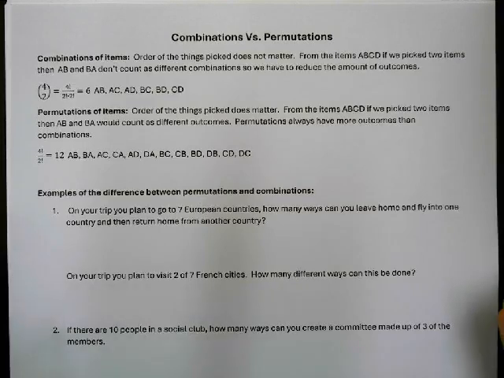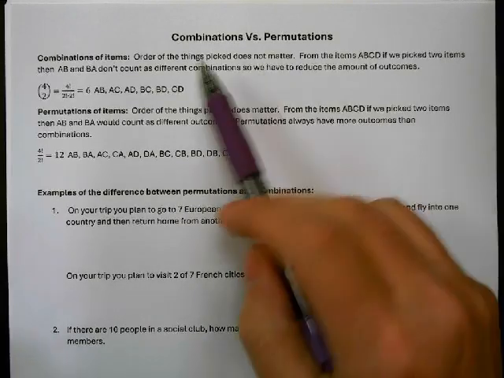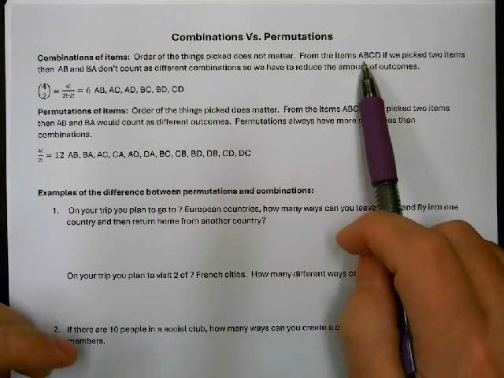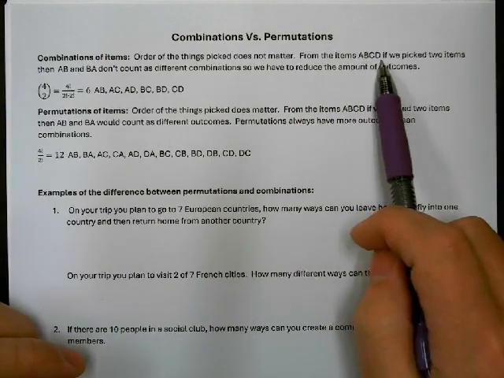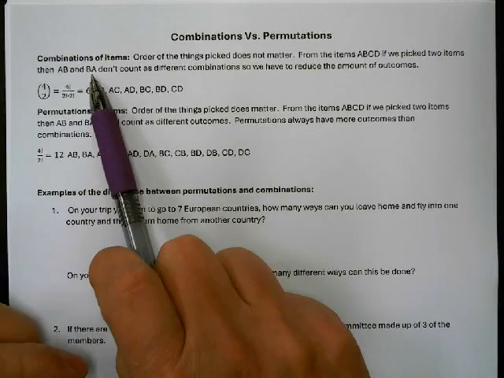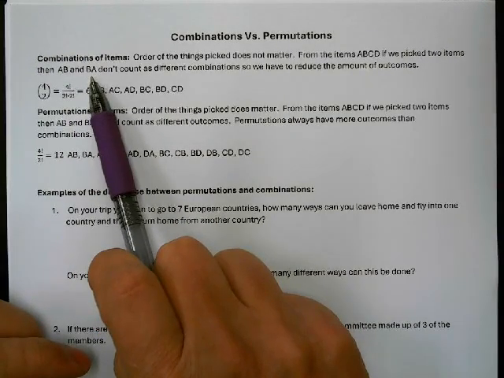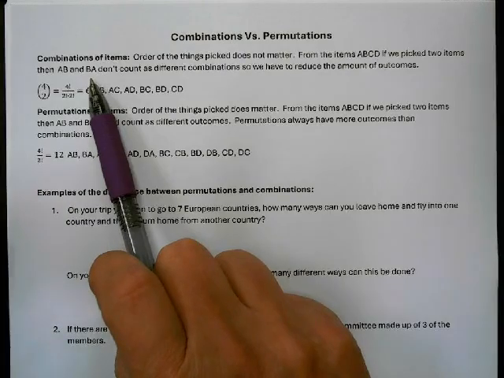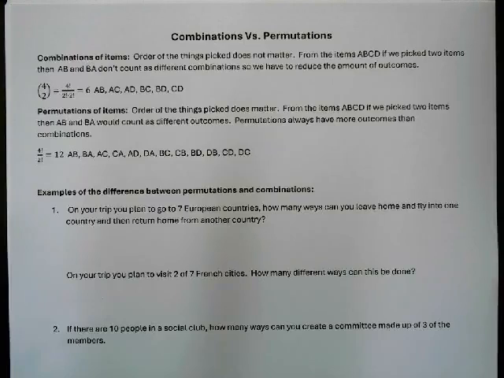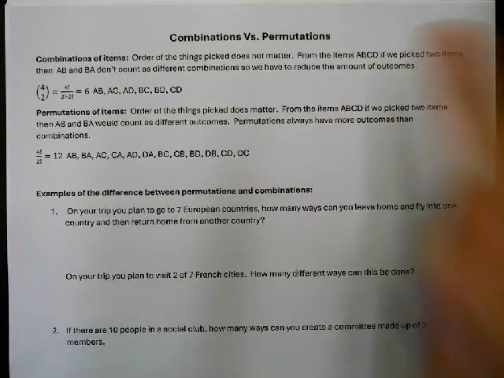In a combination of items, like we did last time, the order of the things that you pick doesn't matter. For instance, if you're taking items A, B, C, and D and you pick two of those items, A, B is the same as B, A. So you don't double count that, because you're just looking for subgroups of the first group.